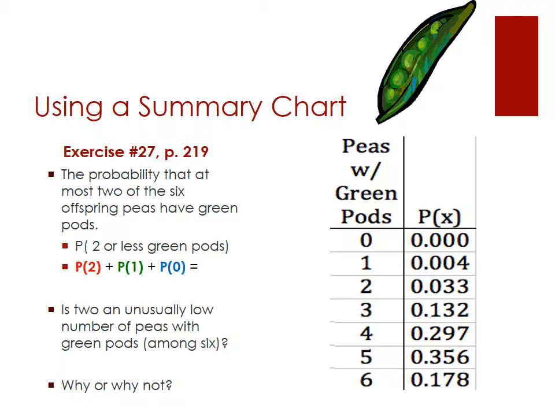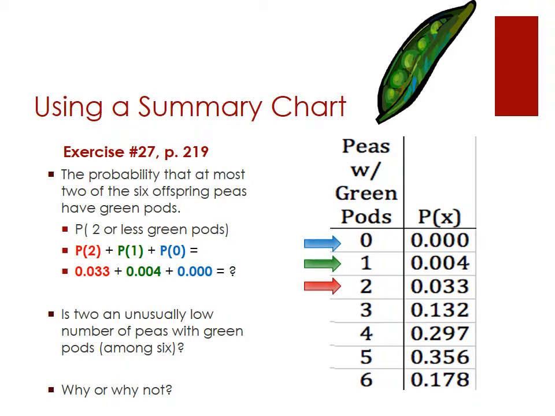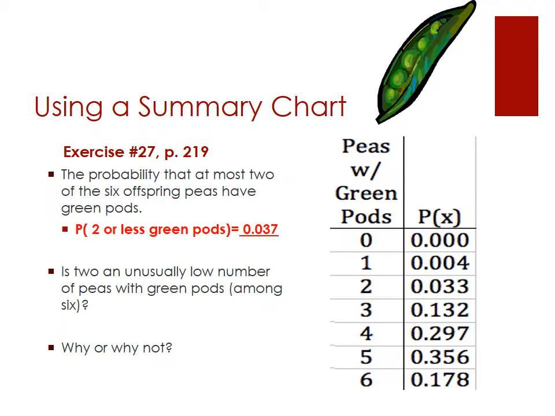So when we go through and solve this formula, we're literally going to pull our numbers from the table on the right. So probability of 2 is 0.033, probability of 1 is 0.004, and probability of 0 is 0.00. So when we add those together, we get 0.037. So that is our probability that at most 2 of the 6 offspring peas will have green pods. So there's our answer. Now the next thing we're going to be looking at is, is this an unusually low number of peas with green pods?